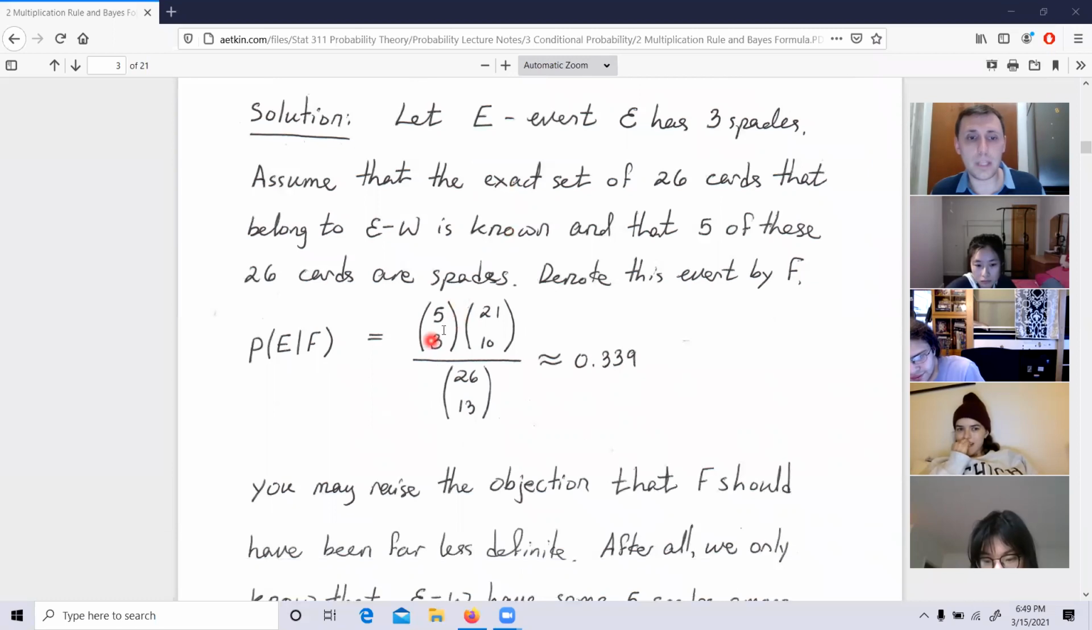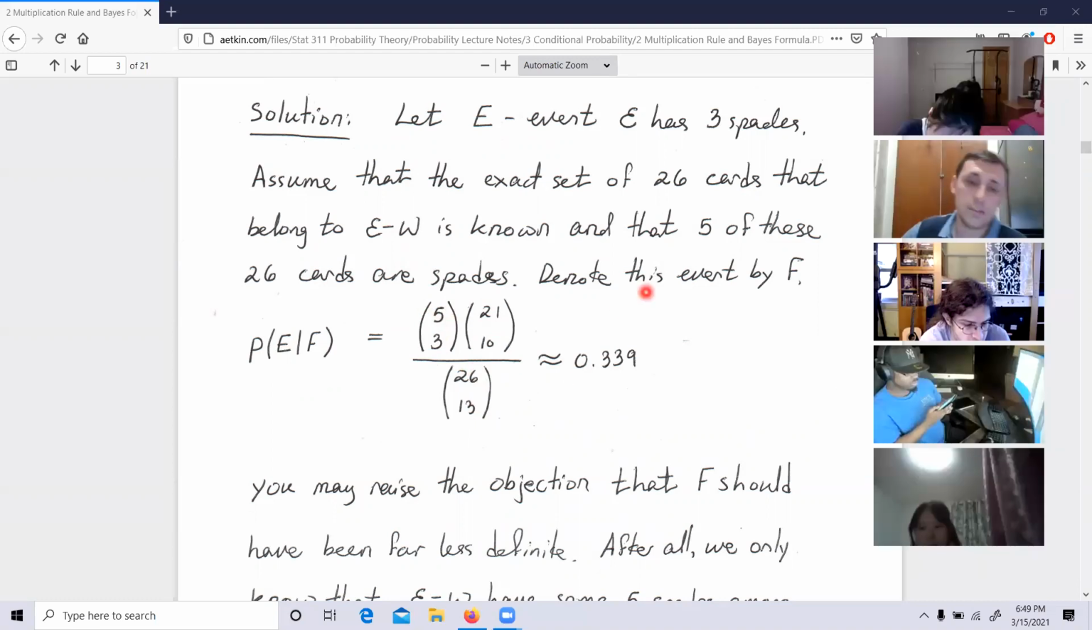So here, guys, I assume that I know exactly the 5 spades that belong to East and West, and I know all the remaining cards. And so the distribution means that East must have 3 of the spades. So it's 5 choose 3, times 21 choose 10, divided by 26 choose 13. You must have the remaining cards. Yes? That's how it must be distributed.